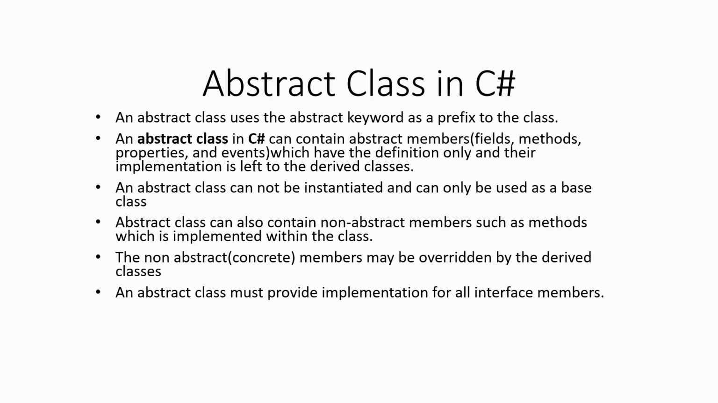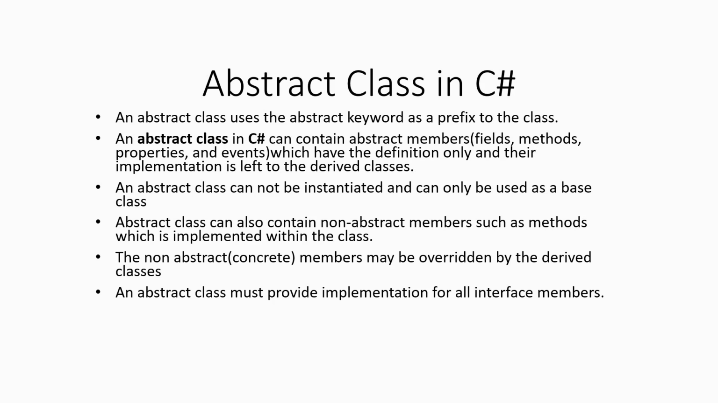Hello, today we will talk about the abstract class in C#, because abstract class is an important topic in object-oriented C#. So an abstract class uses the abstract keyword as a prefix to the class. An abstract class in C# can contain abstract members, field, methods, properties, events, which have the definition only, and their implementation is left to the derived classes.